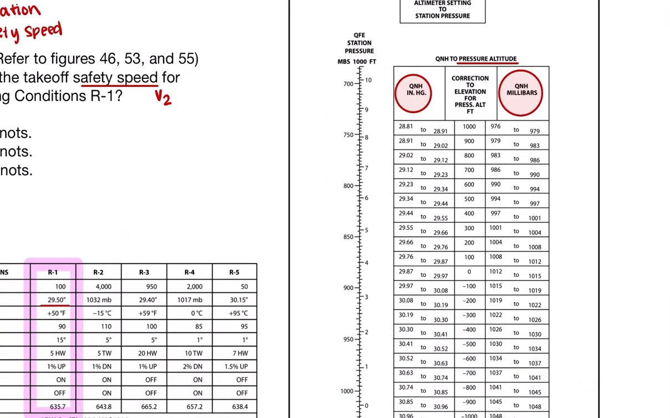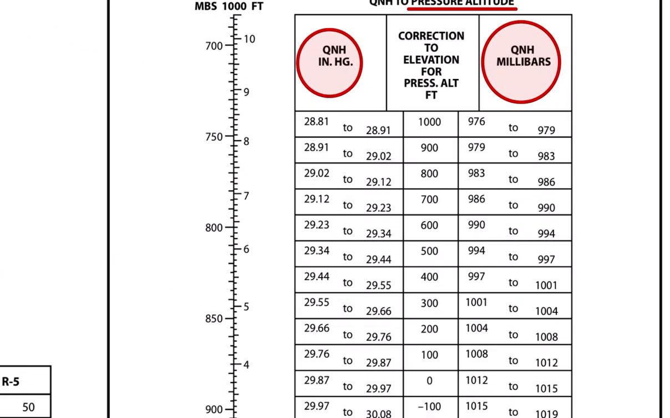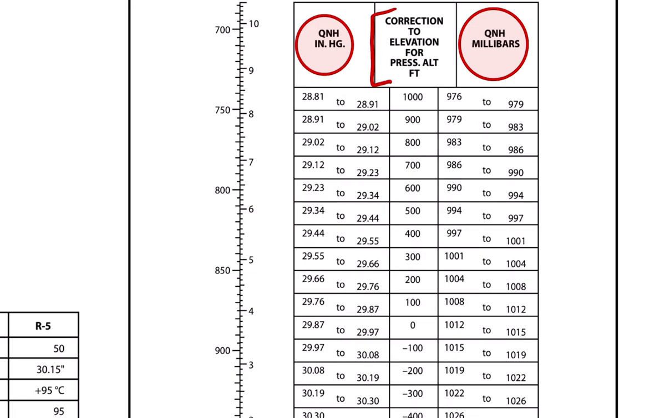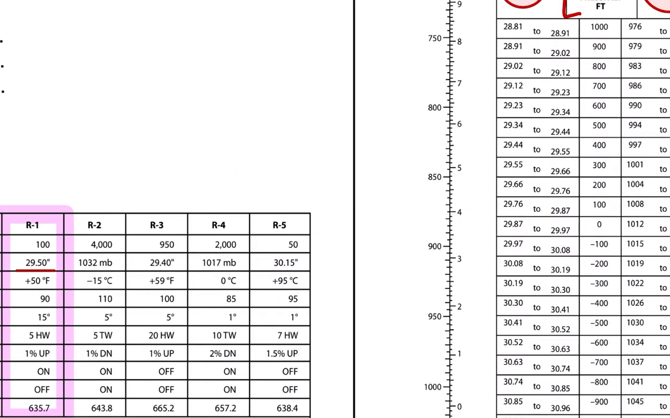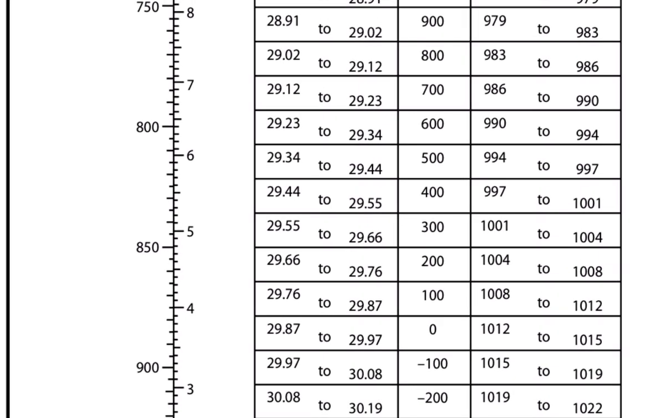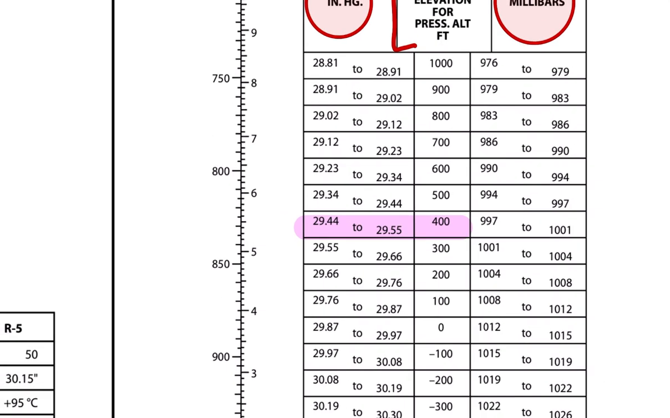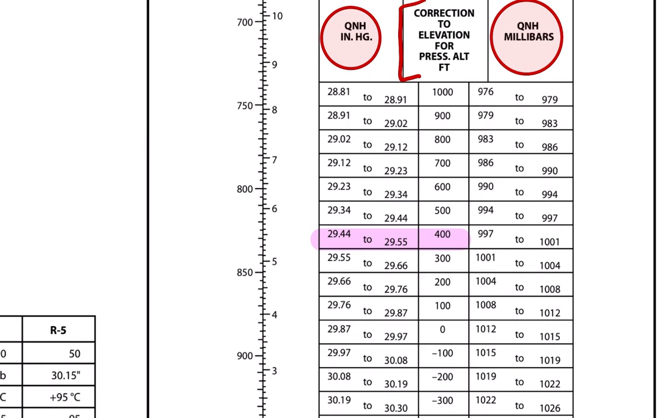So all we're looking for over here is to figure out what the correction we need to make is to our field elevation. So on the left-hand side, it's going to give you ranges. Our altimeter setting, again, is 2950. So we're going to go to the box here that has 2950 in it. So 2944 to 2955. This is going to be my box, and I'm just going to highlight all of that. And now my correction to the field elevation to get pressure altitude is going to be this 400 feet here.